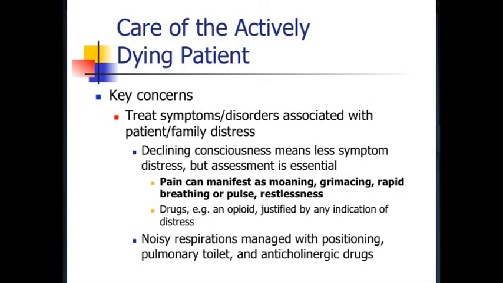Can you treat the symptoms and disorders associated with patient and family distress? And the important point here, as you all know very well, is that even though the consciousness may be declining, the patient can still be in distress, at least until they're in deep coma. I'm a neurologist. I've always been comfortable that there's a level of coma at which or below which there is no distress. I know that some people who do this work for a living perceive that distress is still possible even if a patient's in deep coma.